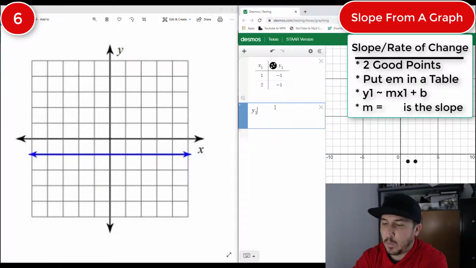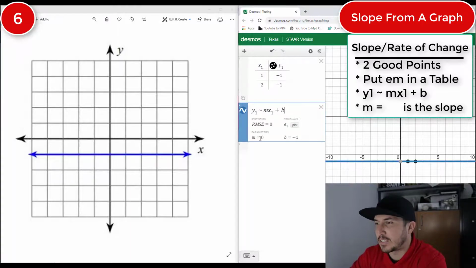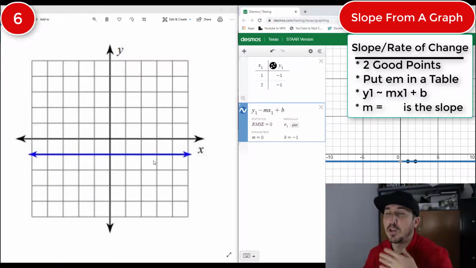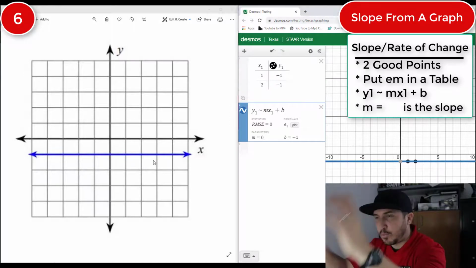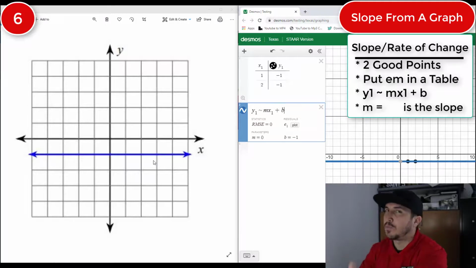Now I go y1 squiggly mx1 plus b. And my m is the slope. My m says 0. So my slope here is 0. By the way, that is true. Anytime you have a flat line like this, that means your slope is going to be 0. So you can remember this, but you can always type it in the way that we've done it, and it will never, ever lead you wrong. So do the thing normally, and hey, slope is 0, it's a flat line. Like I knew that before we even did the problem.